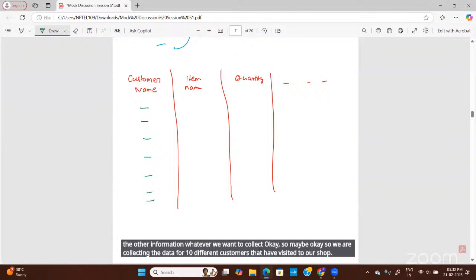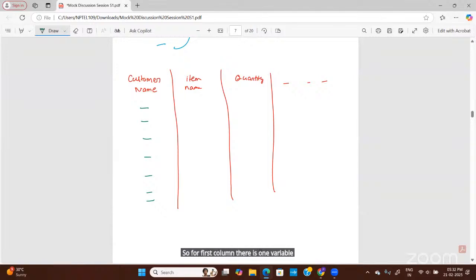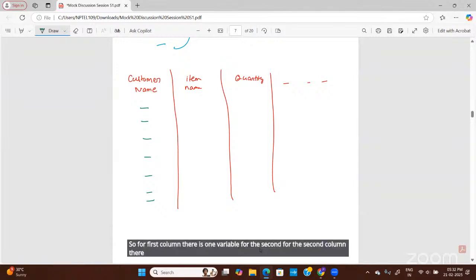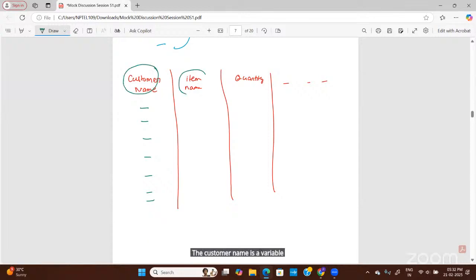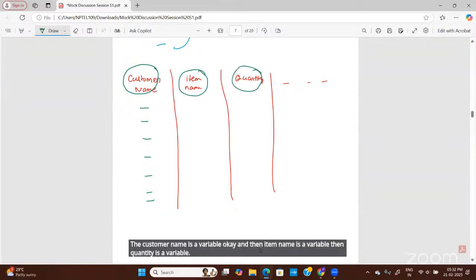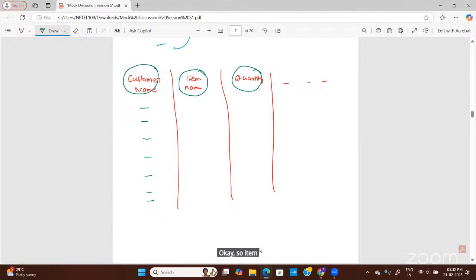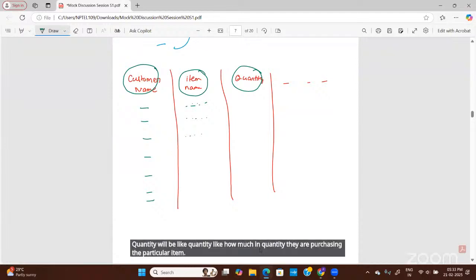So the first column will be one variable, the second column is another variable, and the third column is another variable. So customer name is a variable, item name is a variable, and quantity is a variable. We will be having some item name, whatever the person is purchasing. Quantity is how much of the particular item they are purchasing.